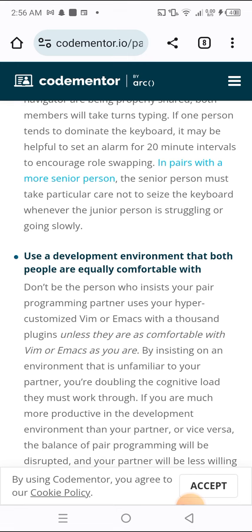Use a development environment that both people are equally comfortable with. Don't be the person who insists your pair programming partner uses your hyper customized Vim or Emacs with 1,000 plugins, unless they are as comfortable with Vim or Emacs as you are. By insisting on an environment that is unfamiliar to your partner, you are doubling the cognitive load they must work through.